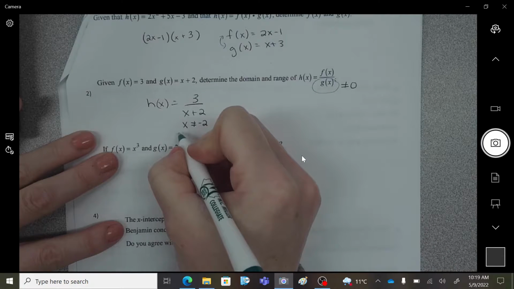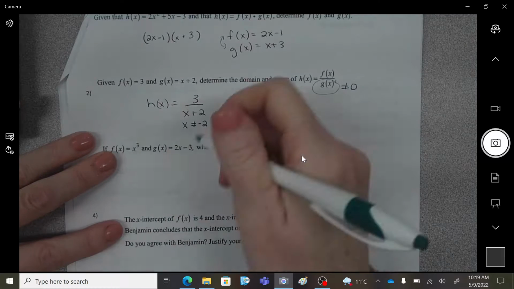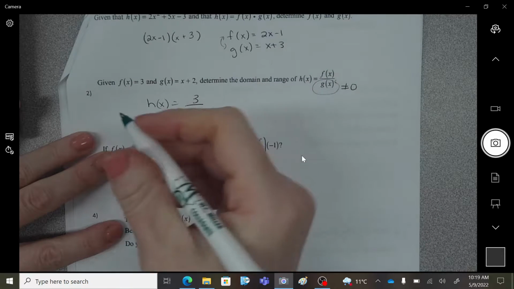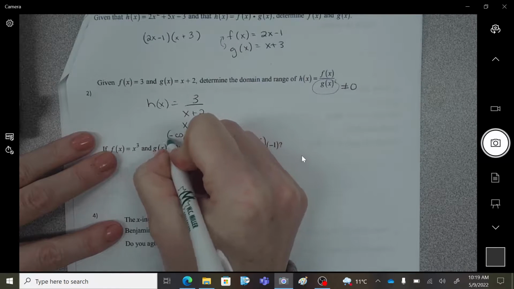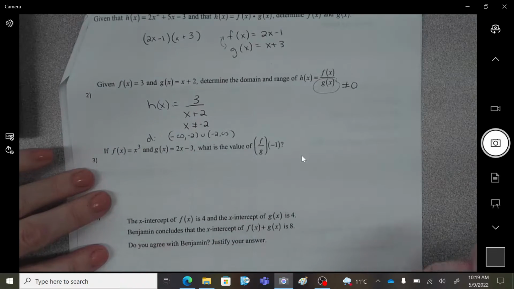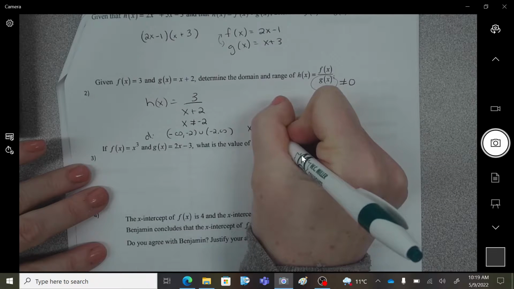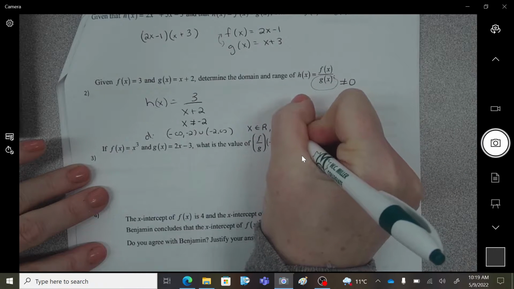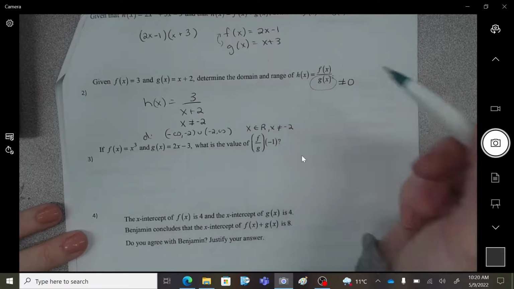So the domain is going to be, we can write negative infinity to negative 2 union negative 2 to infinity. That's one way you could write that. Or x is all real except for x is not negative 2. Okay, that's two ways you can write that. Let's talk about the range now.